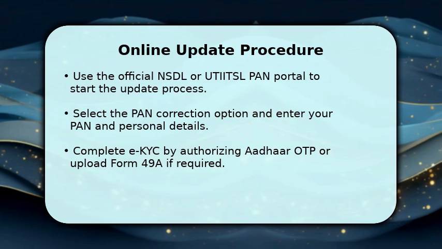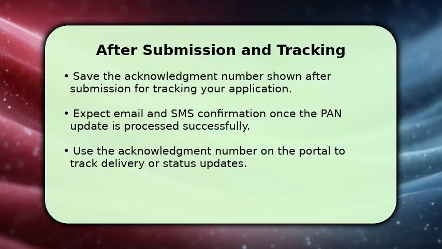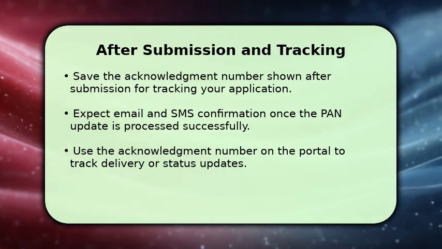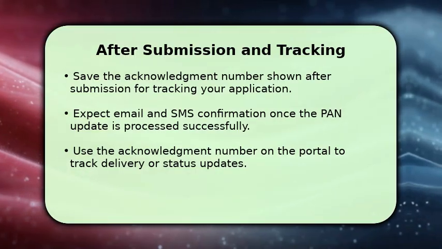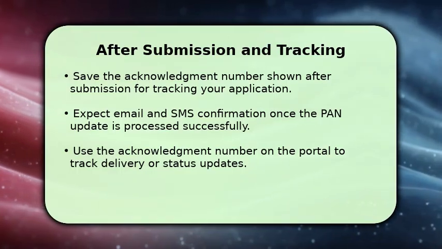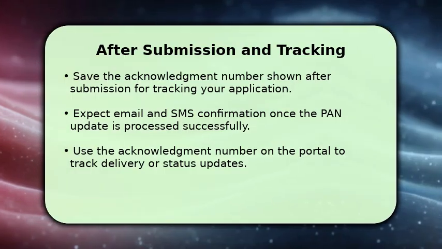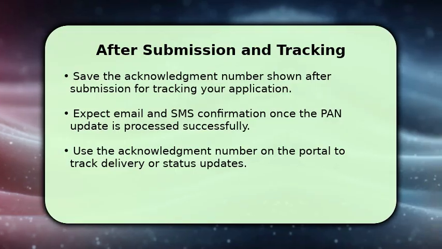After submission, immediately save the acknowledgement number displayed on screen for tracking. Use that number on the same portal to check status until processing completes. Expect an SMS and an email confirming receipt and later confirming successful PAN update. If physical documents were required, courier tracking will show delivery and acceptance. Processing usually completes in a few days, so check status regularly.